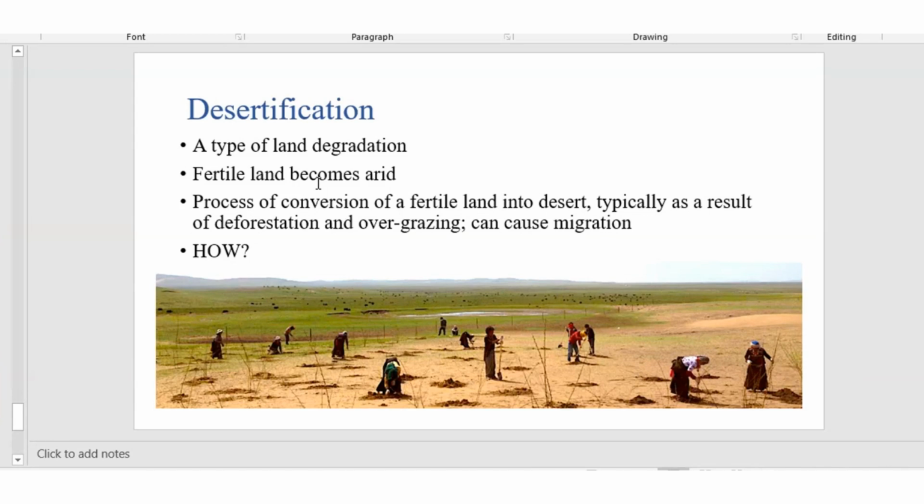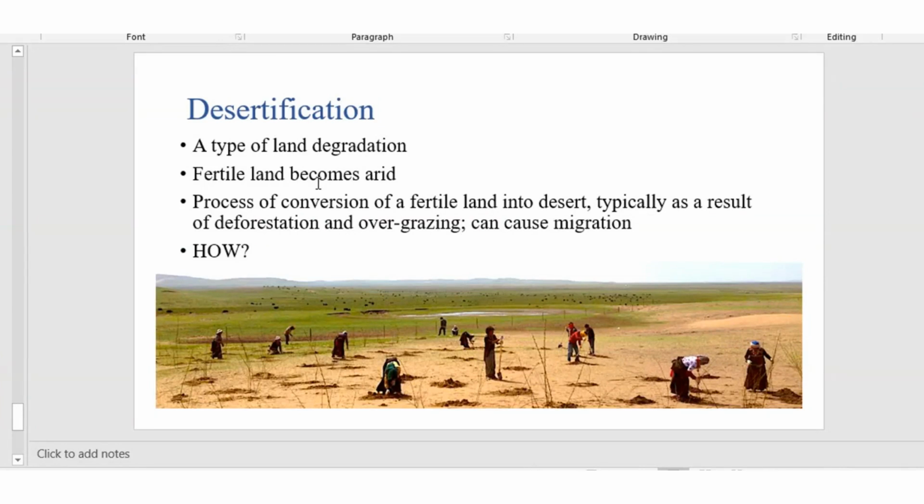So the process of conversion of a fertile land into a desert, primarily because of deforestation and overgrazing, is known as desertification. So as I said, desertification primarily refers to conversion of a fertile piece of land into an infertile piece of land which is not fit for sustaining heavy vegetation or does not offer huge green covers for the grazing animals. So because of deforestation and overgrazing, desertification occurs, and it can cause migration. It can force people to move to other places.